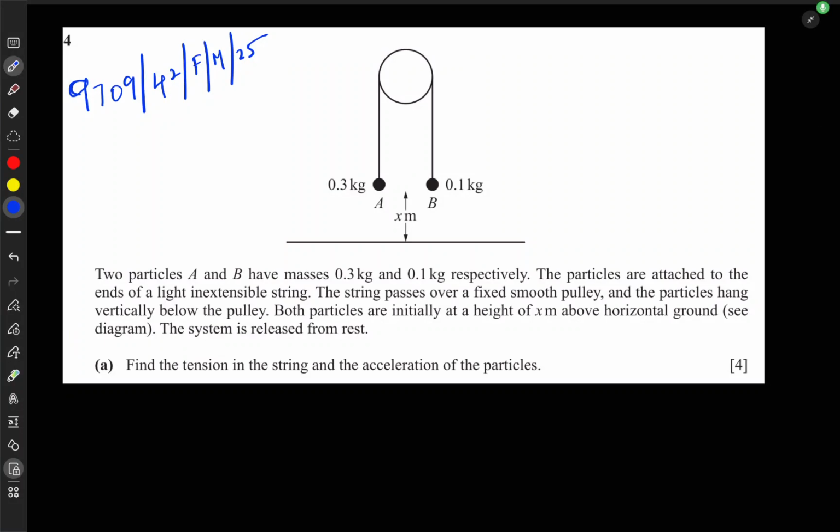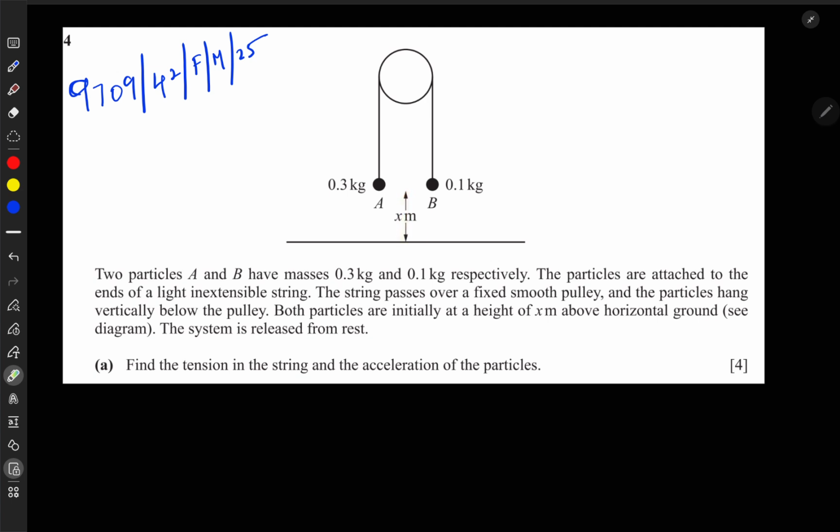Hello dear students. This is the question from the mechanics paper from A-level mathematics Paper 4, question number 4, the 2025 Feb/March paper 42. Here you have two particles, A and B. They have different masses, one is 0.30 kg and the other is 0.1 kg, and they are x meters above the ground.